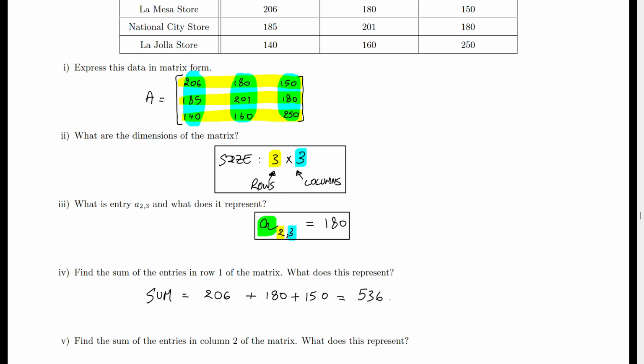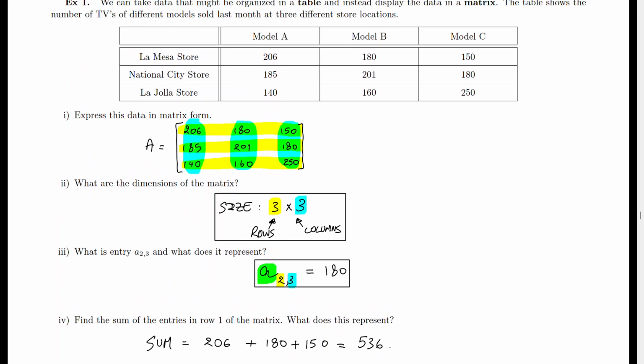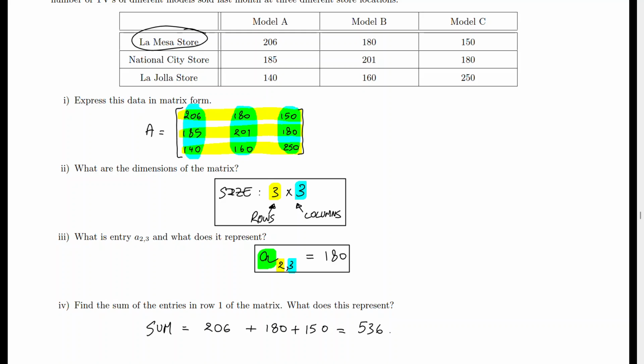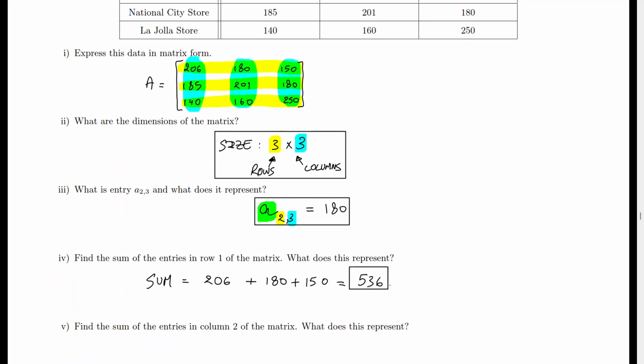And this represents the total number of TVs of model A, B, and C that were sold in the La Mesa store. So I'll repeat that one more time. The sum of the numbers in the first row of the matrix represents the total number of TVs that were sold in the La Mesa store of model A, B, and C. So regardless of the model, that's how many TVs we sold in the La Mesa store.